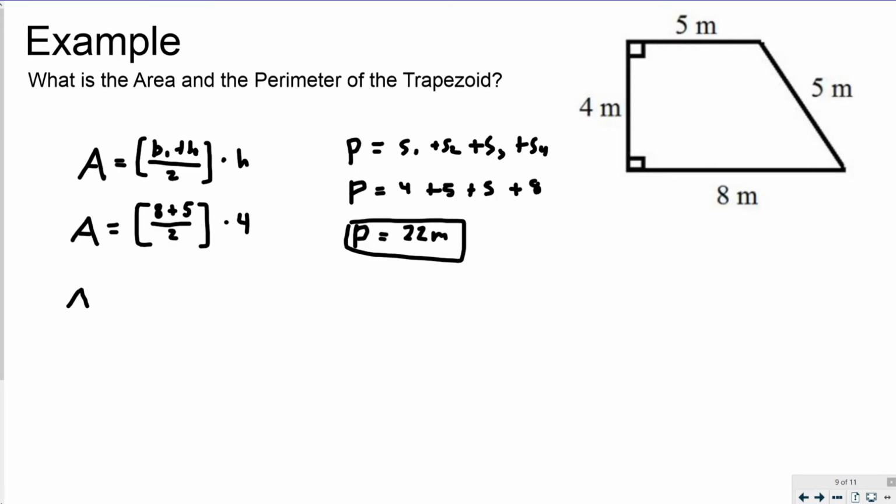So then I'm going to go ahead and do my calculations here. 8 plus 5 is 13. 13 divided by 2 is 6.5. So 6.5 times 4. So then the area is going to be 6.5 times 4, which is 24 plus another 2, or 26 meters squared.